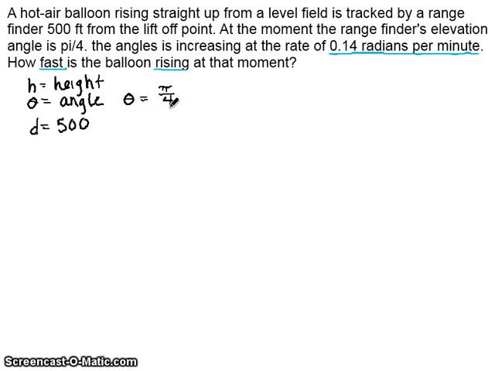And we know that the rate that theta is changing with respect to time, so we can say d theta dt equals 0.14, and it wants us to find how fast the balloon is rising, so the rate of change of height, so dh dt is what we want. So we know the height is h, we know the angle is theta, we know the distance is 500, theta is pi over 4, d theta dt is 0.14, and we want to know dh dt.